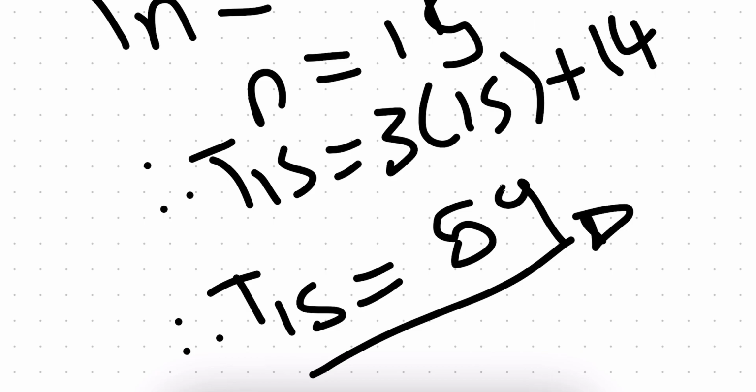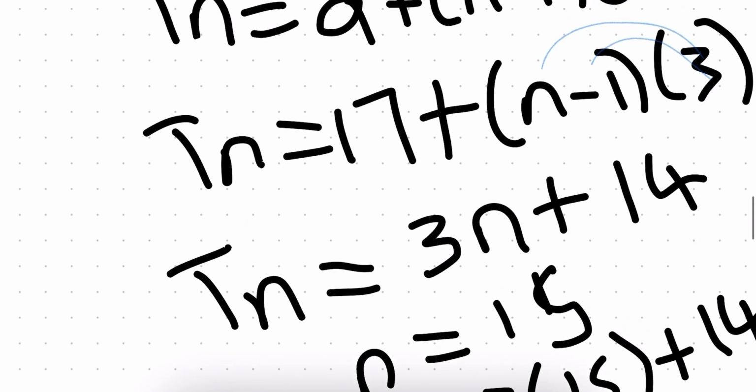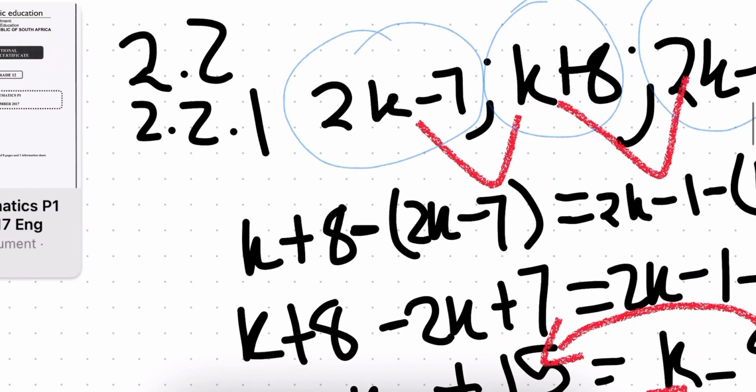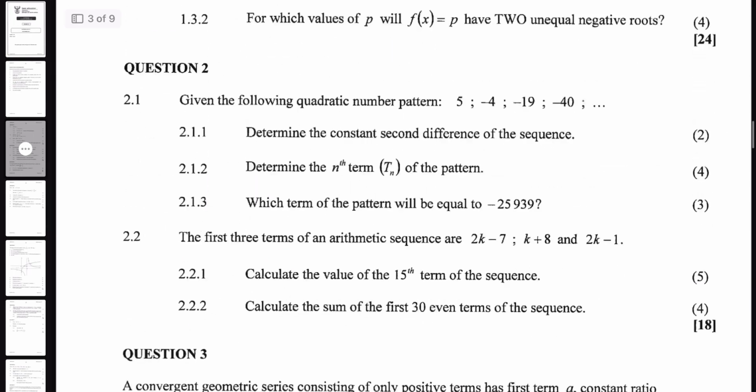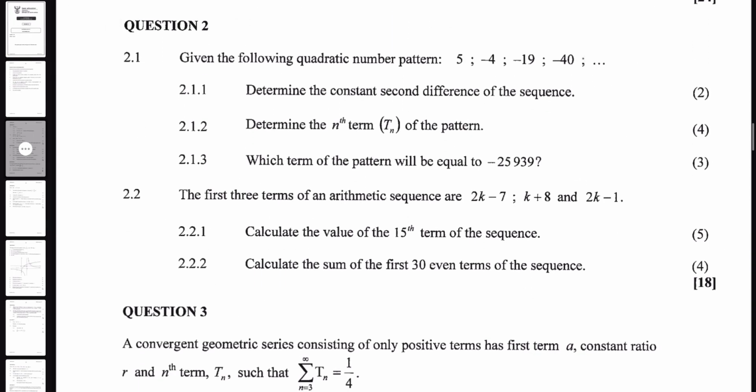2.2.1. Now we need to go to 2.2.2. That will be our last problem of the day. 2.2.2: Calculate the sum of the first 30 even terms of the sequence.